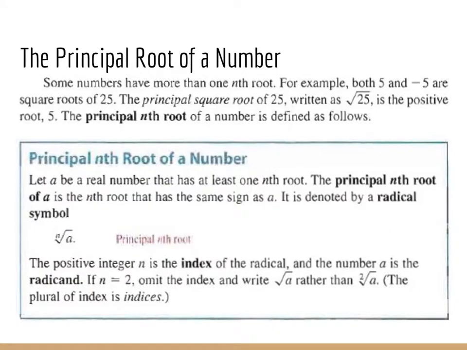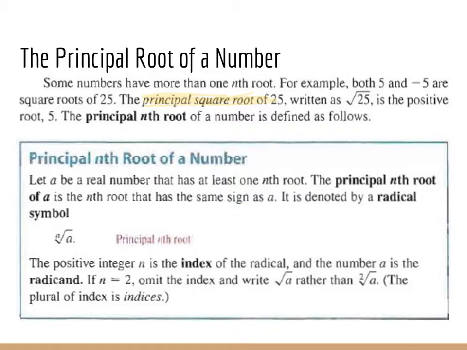The principal root of a number. Some numbers have more than one nth root. For example, both 5 and negative 5 are square roots of 25. The principal square root of 25, written as the square root of 25, is the positive root, 5.